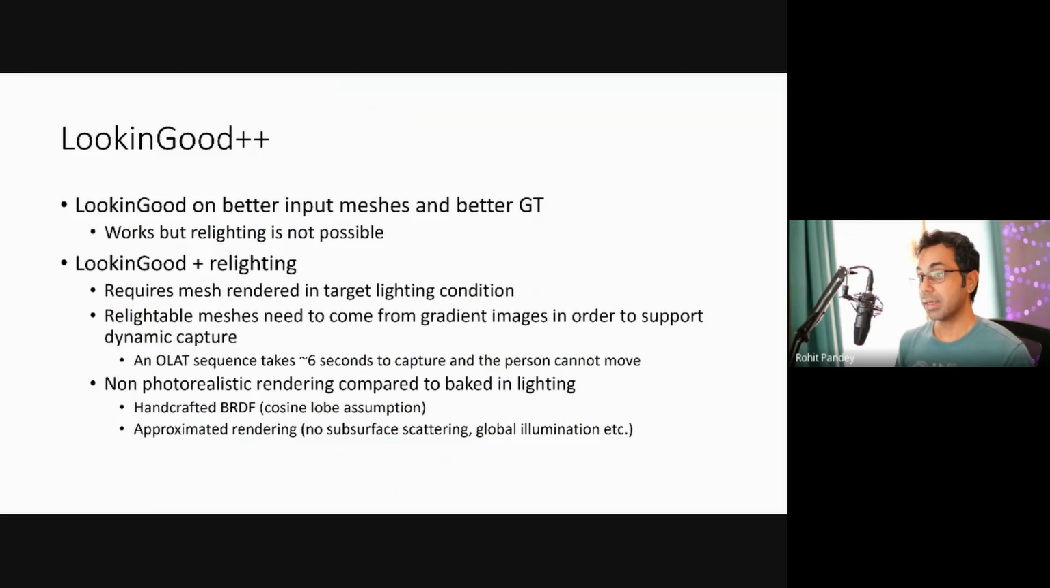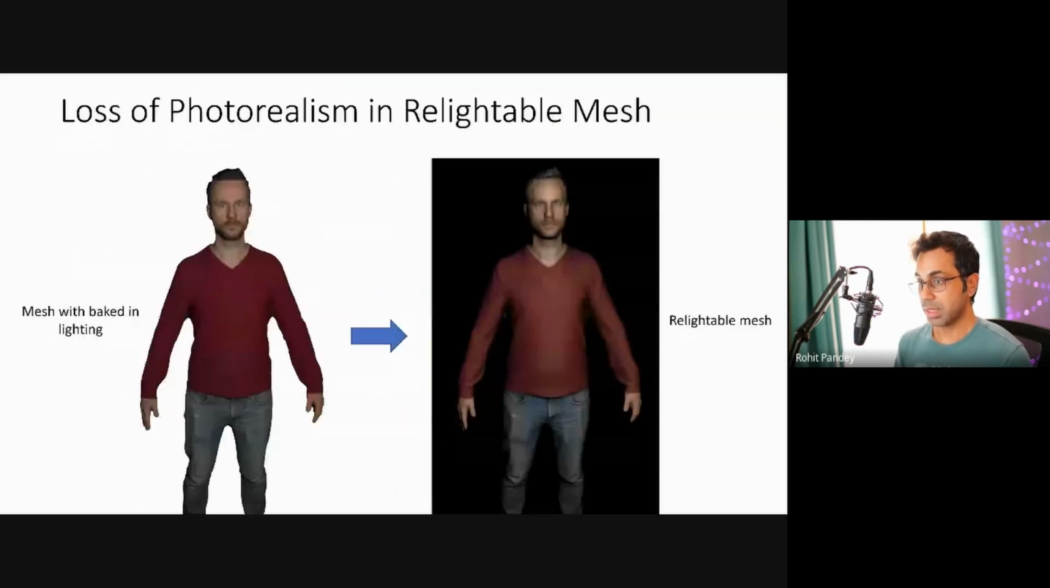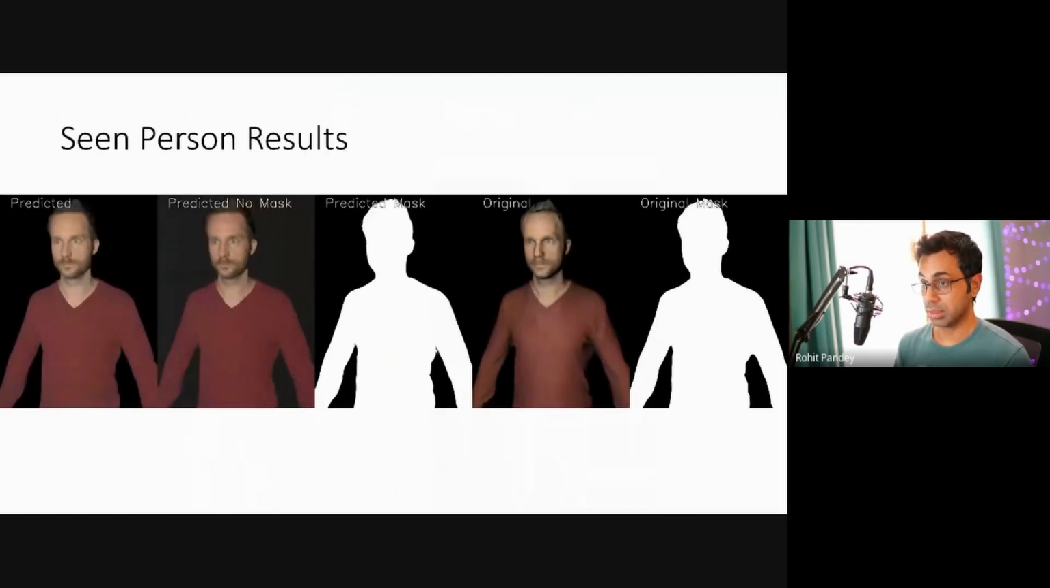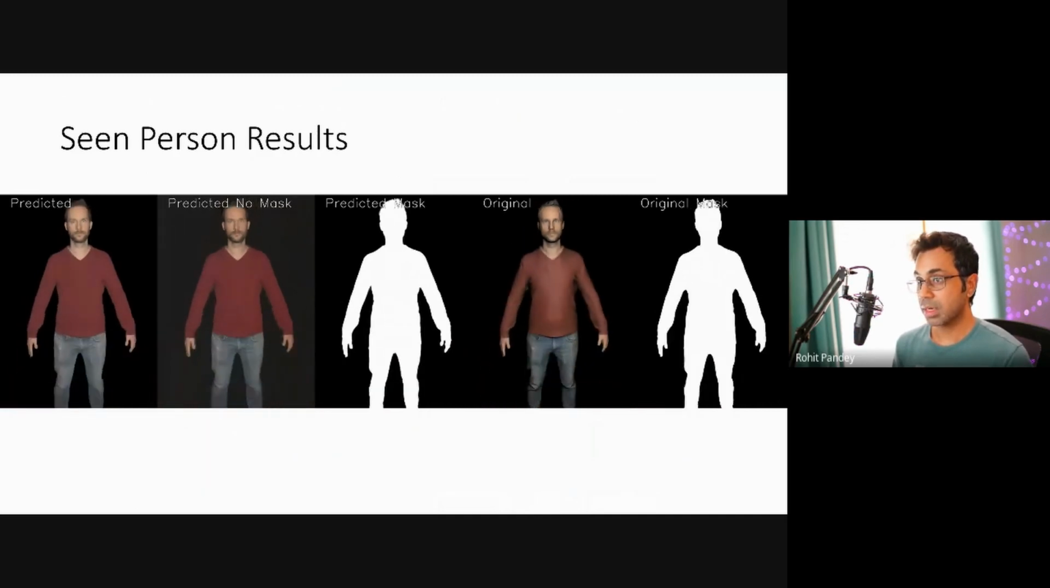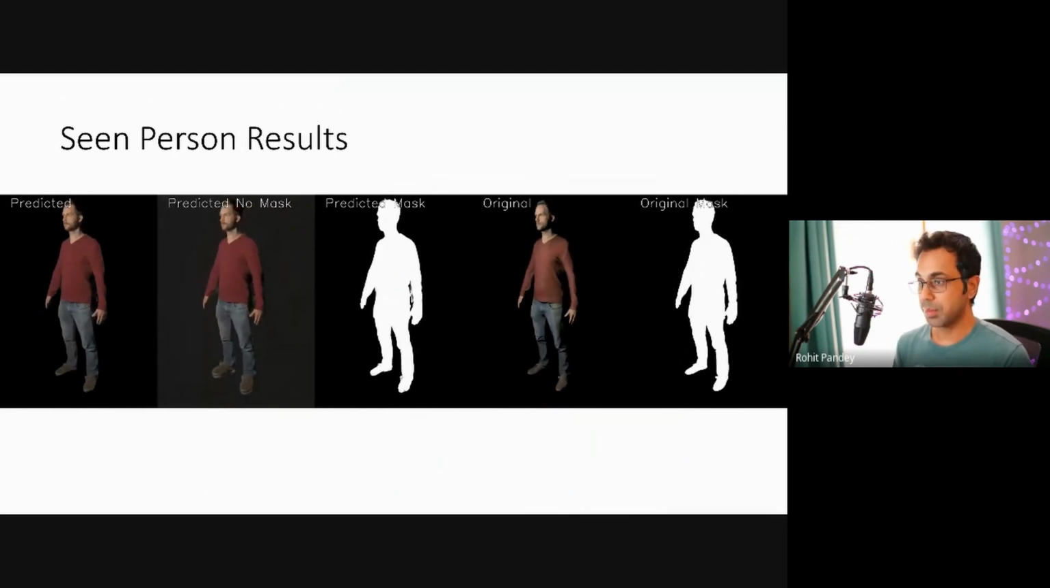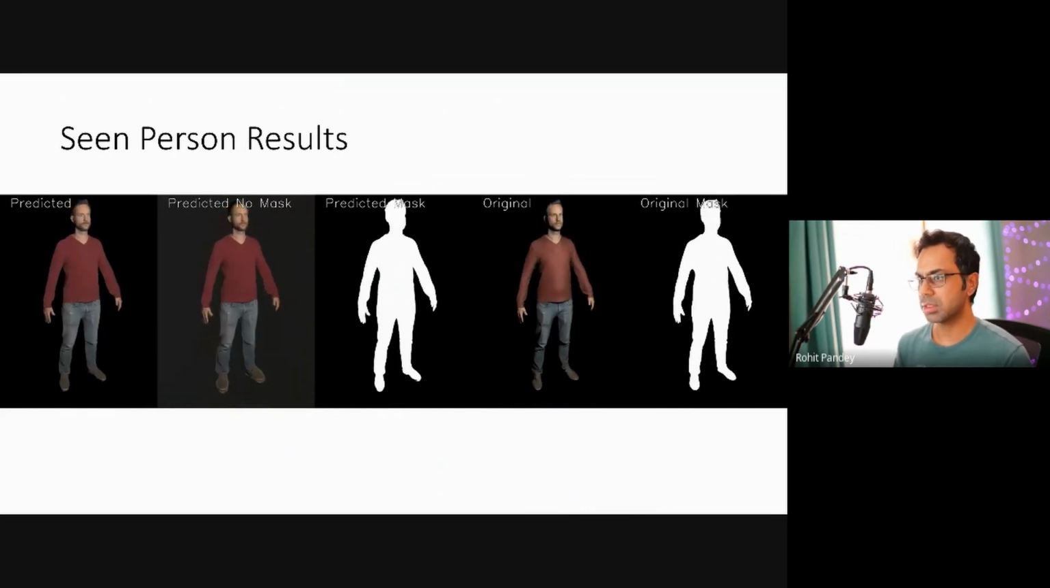So this led to a certain loss in quality in the rendered mesh because there was a handcrafted BRDF assumption and some approximate rendering. If you look at the mesh with the baked-in lighting and compare it to a relightable mesh, you see that the relightable mesh is a lot worse in quality. But we could also use this as input to Looking Good and get relightability and free viewpoint synthesis, which is what we tried. The predicted is on the left, and you can see the original on the second from the right. And it did pretty good for seen people, I want to say. There were some issues, but it was reasonable.